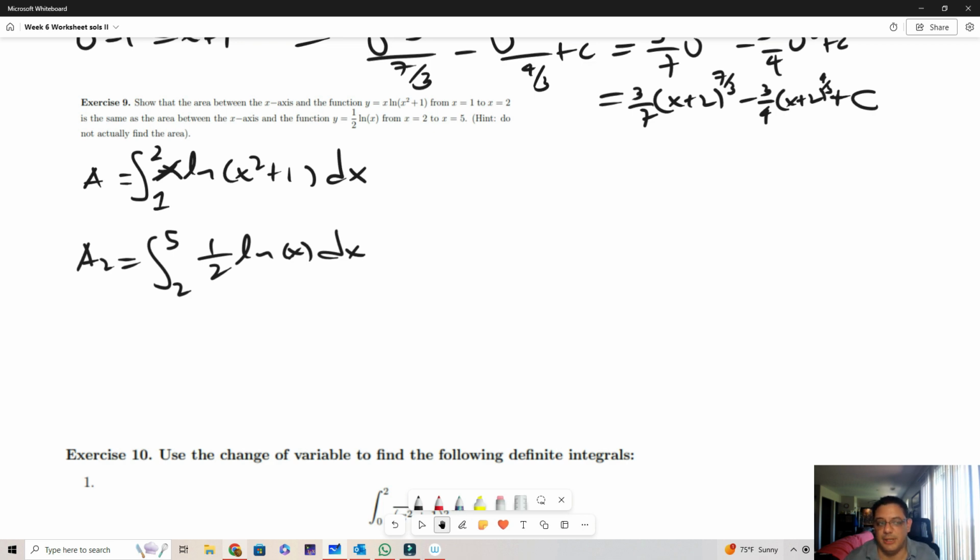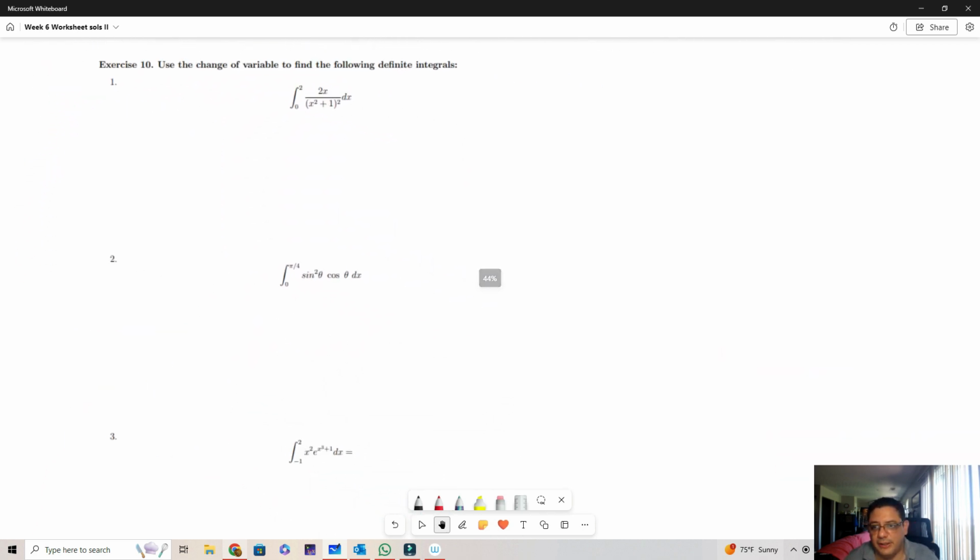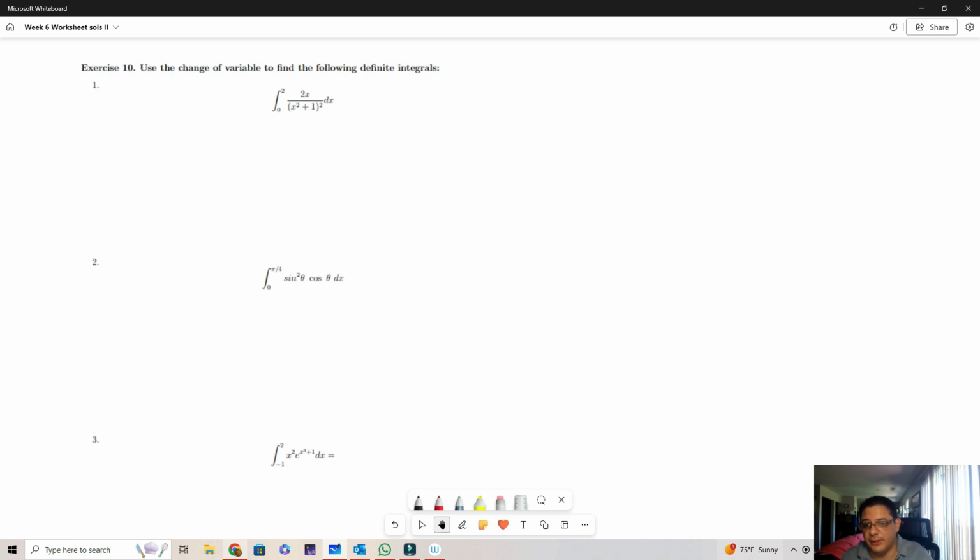Just with the approximation of the area by the triangle and the square is good enough to just showcase they're the same. Now for exercise 10, we're going to see some change of variable to just transform these definite integrals. Here on the first one, u is going to be x squared plus 1.